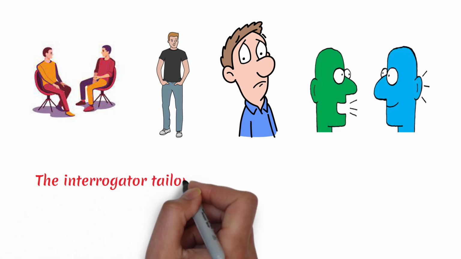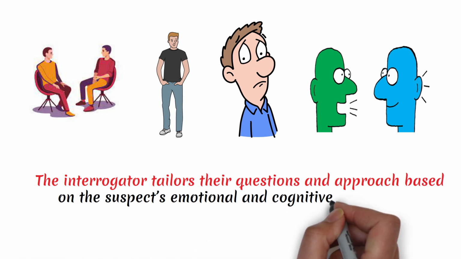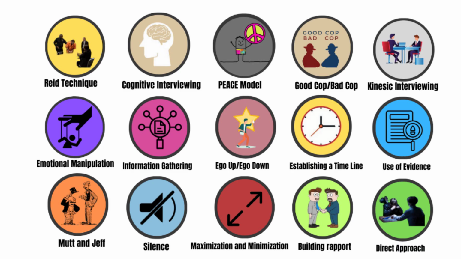Kinesic interviewing. Kinesic interviewing focuses on analyzing the suspect's body language, facial expressions, and verbal cues to detect deception. The interrogator tailors their questions and approach based on the suspect's emotional and cognitive responses.